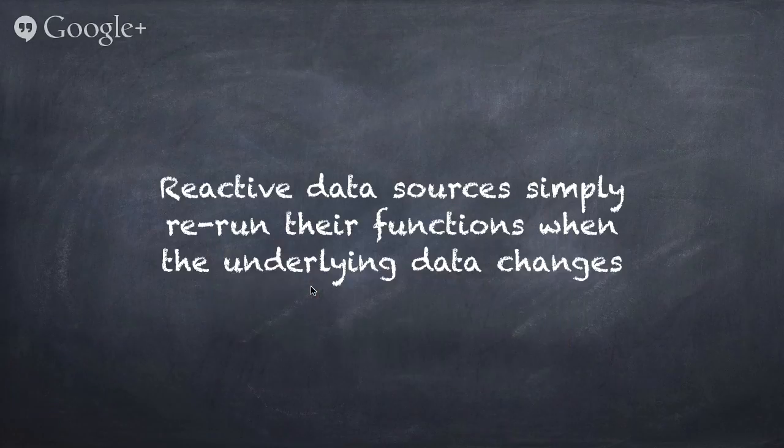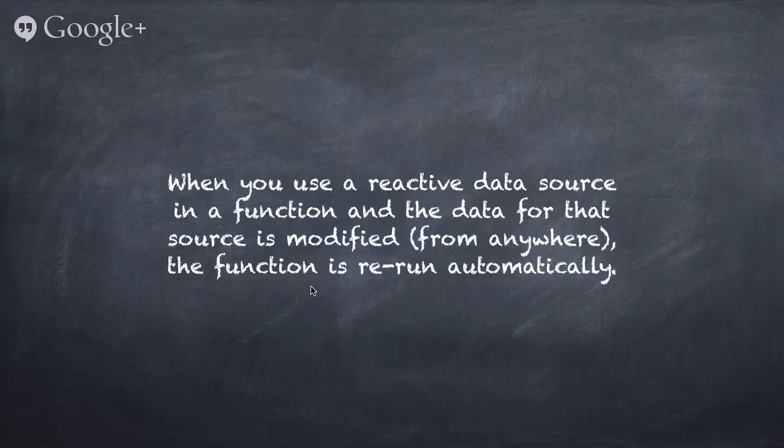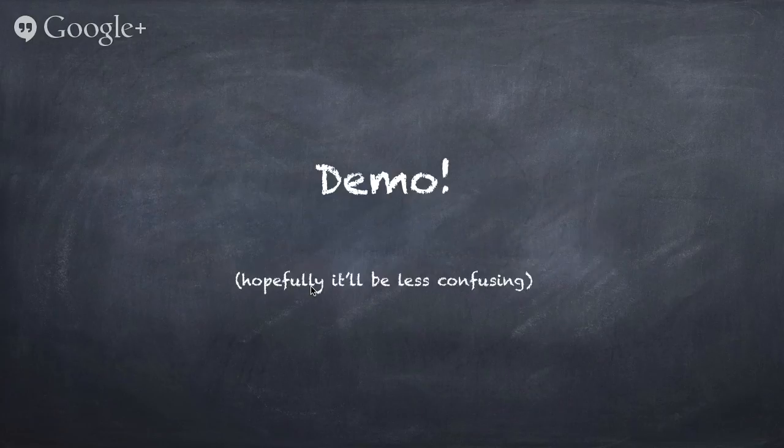So reactive data sources simply rerun functions when the underlying data changes. You're probably saying, what does that mean? So I'll try to reword it a little bit. When you use a reactive data source in a JavaScript function, and the data for that source is modified from anywhere, the function is rerun automatically. So if you have a JavaScript function with a reactive data source, and something modifies the data that it's connected to, that whole JavaScript function will rerun. A demo will hopefully be a little less confusing.